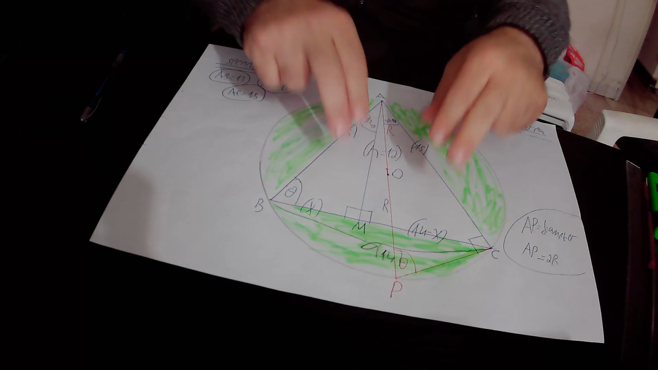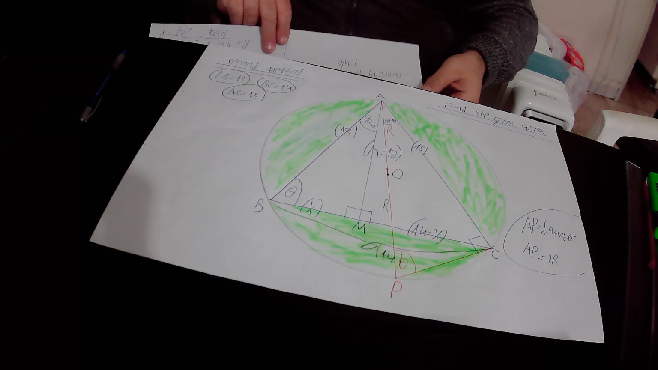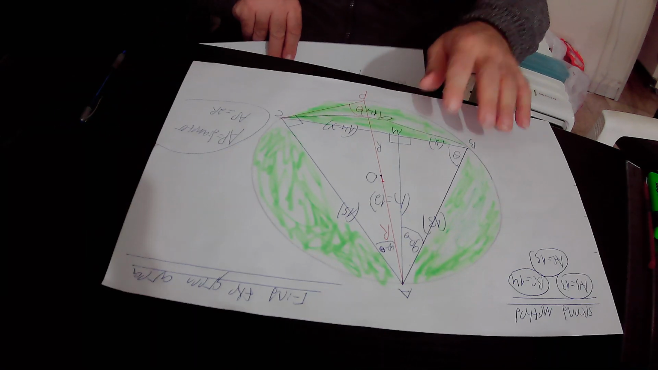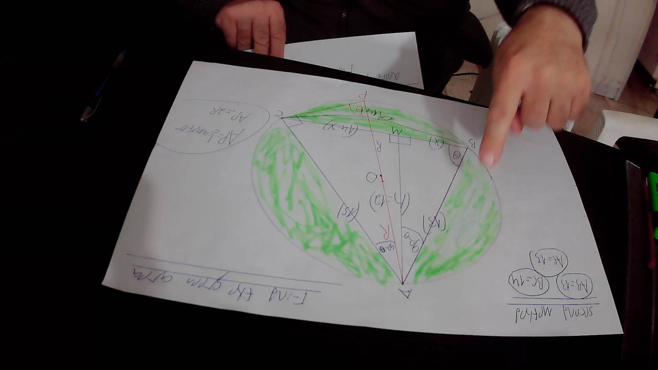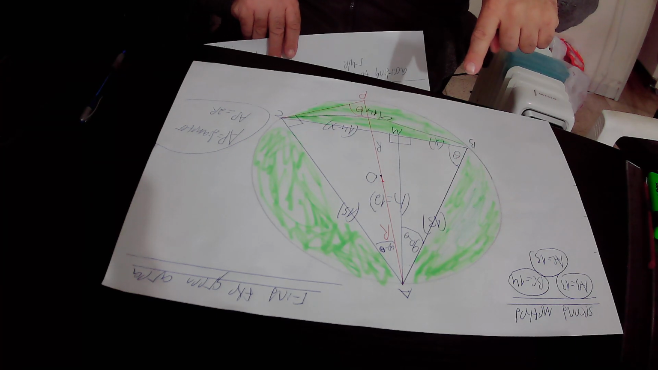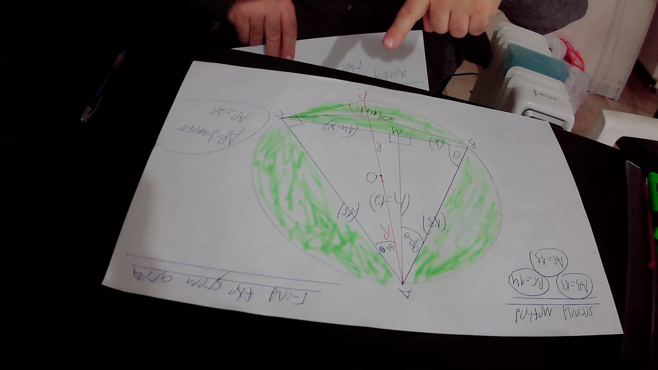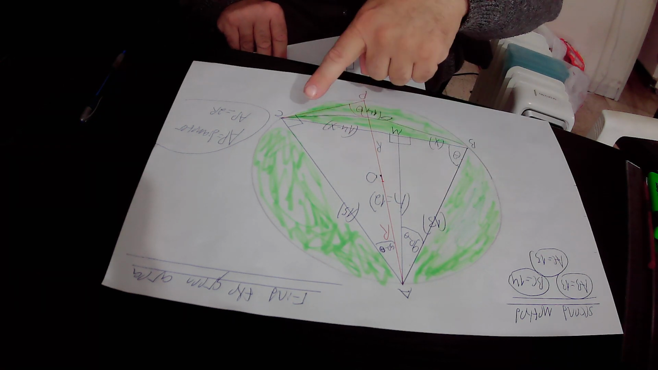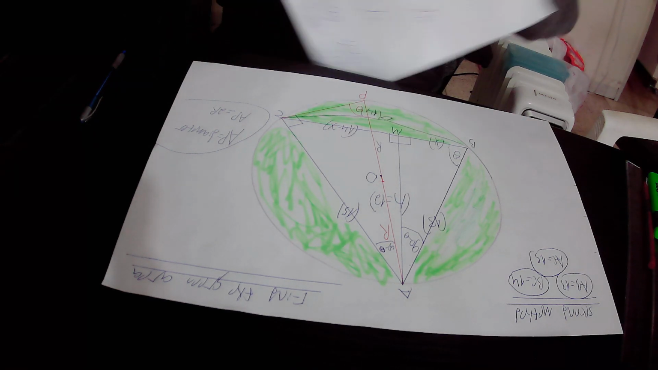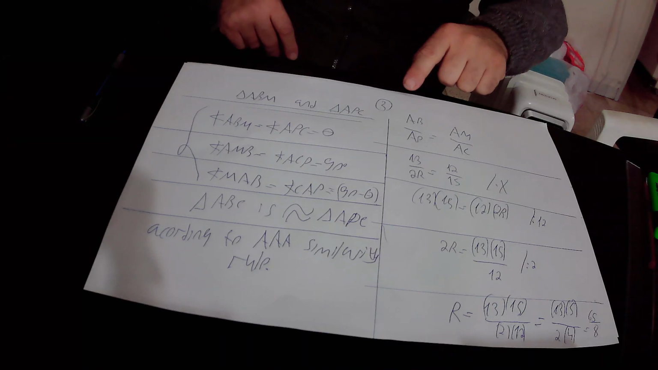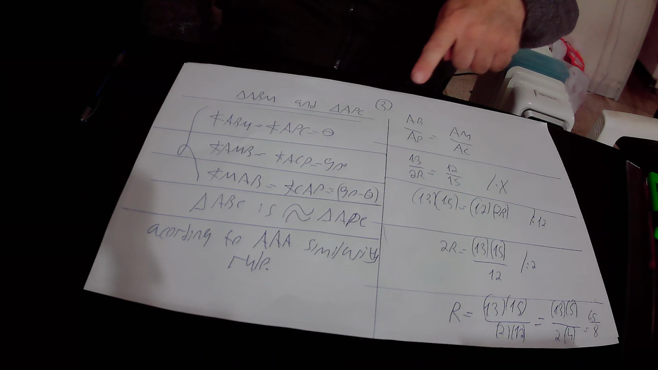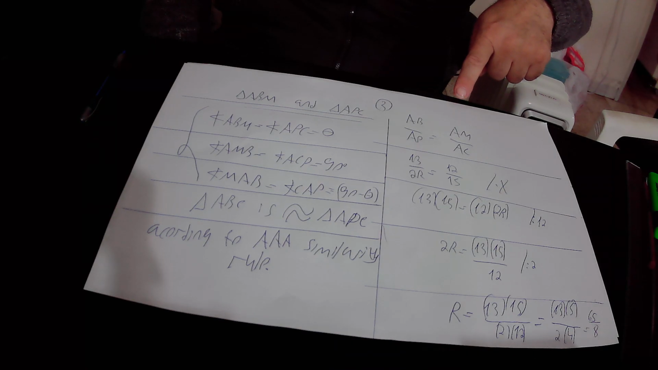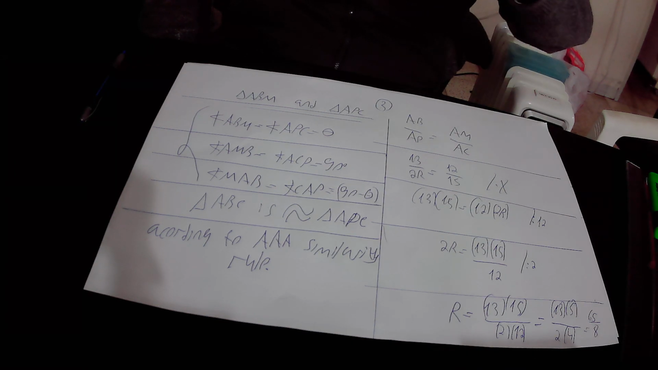And for the fact that those two right triangles are similar to each other, we derive that the following relationship exists between their sides. We derive that AB in triangle AMB over AP in triangle APC equals AM in triangle AMB over AC in triangle ACP. I repeat, AB over AP equals AM over AC. AB is 13, AP is the diameter of the circle, that is 2R, AM is 12, and AC is 15.